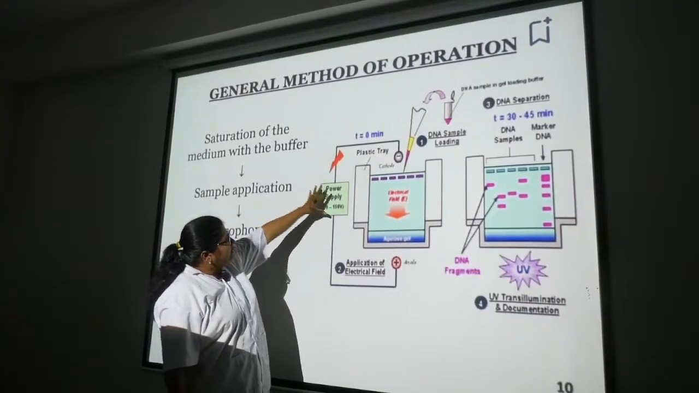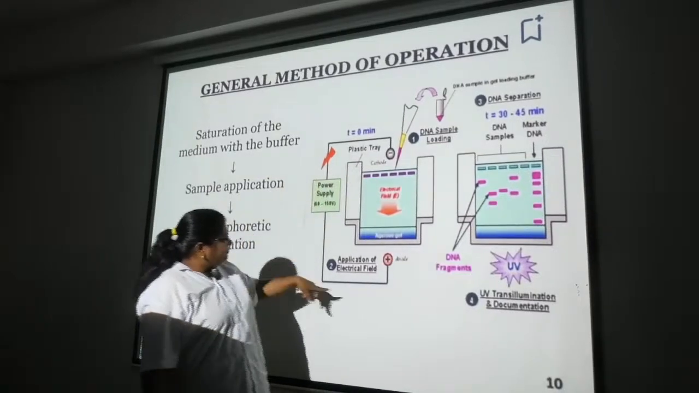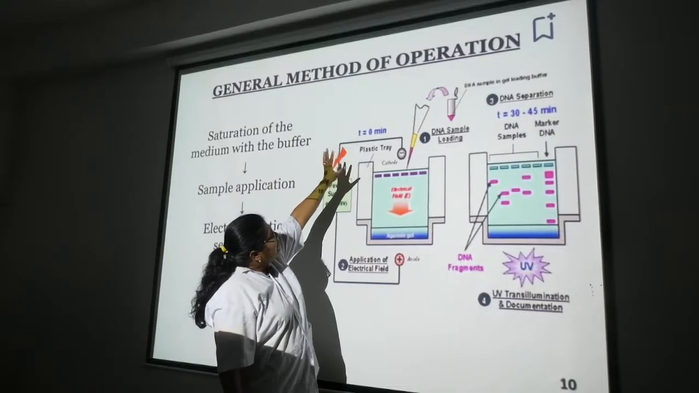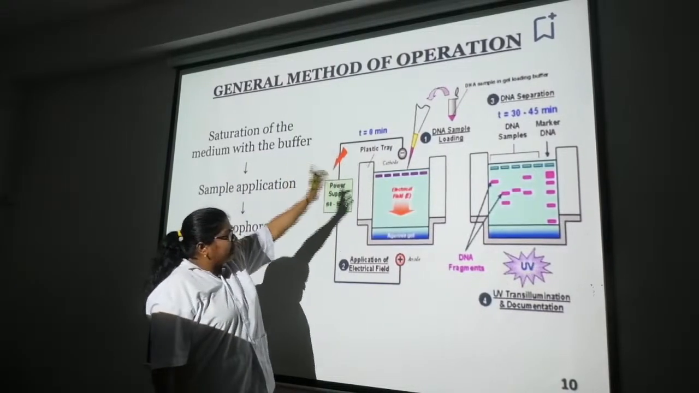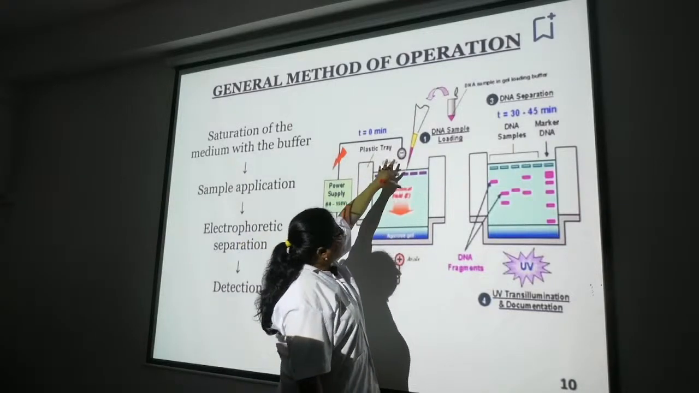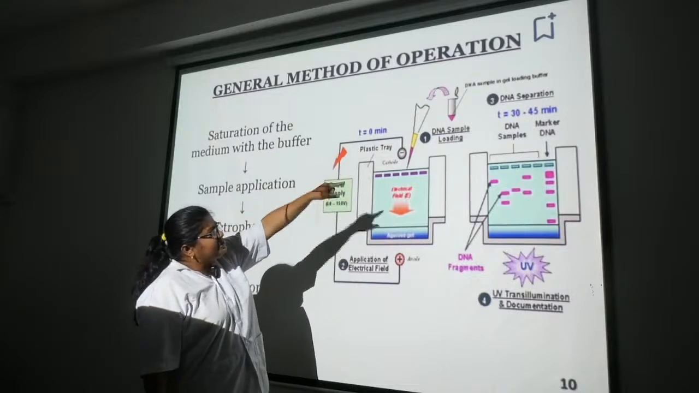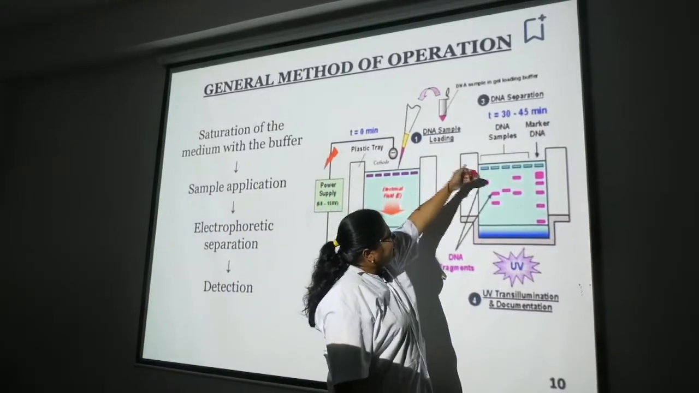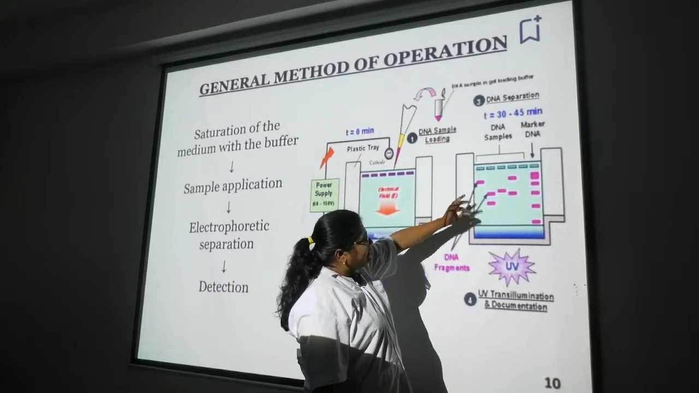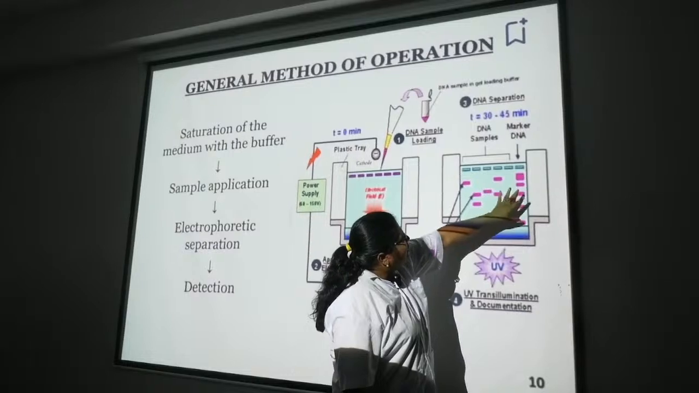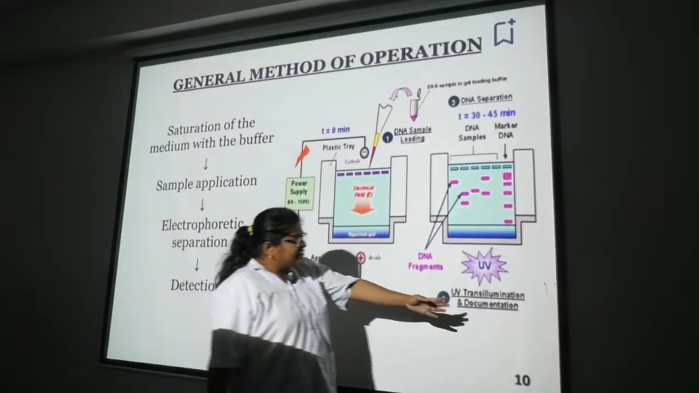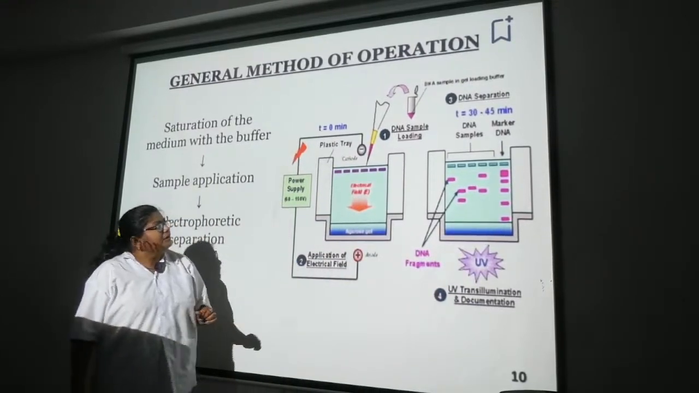The process is the same procedure. Here is the power supply. These are the electrodes, one positive and one negative, and here time is 0 when the application is done. It is agarose gel electrophoresis. DNA sample is loaded here, and after 30 to 45 minutes we see the separation. DNA separates. Migration is different for different samples, and here is the marker DNA, and we compare it and detect it by UV transillumination, and documentation is done.